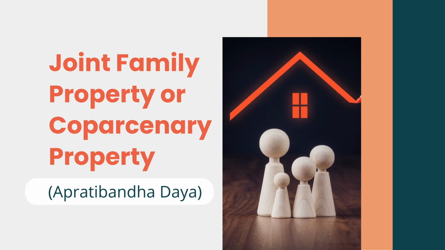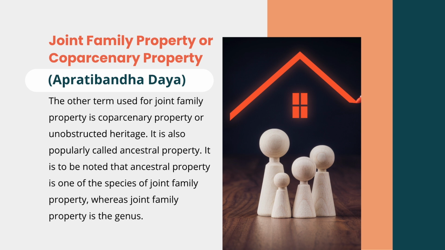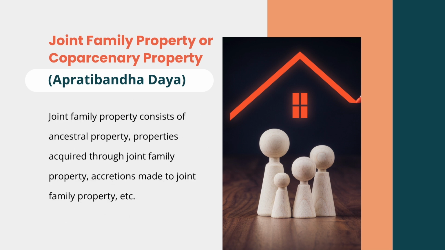Now let's discuss joint family property or coparcenary property or apratibandh daya. The other term used for joint family property is coparcenary property or unobstructed heritage. It is also popularly called ancestral property. It is to be noted that ancestral property is one of the species of the joint family property, whereas joint family property is the genus. Joint family property consists of ancestral property, properties acquired through joint family property, accretions made to joint family property, etc.